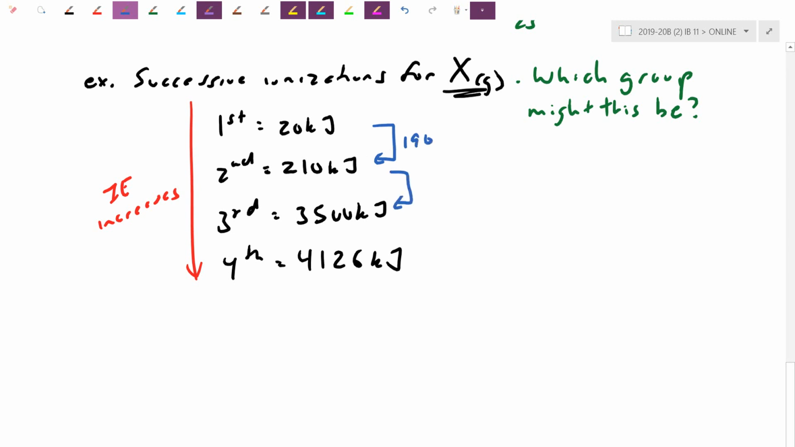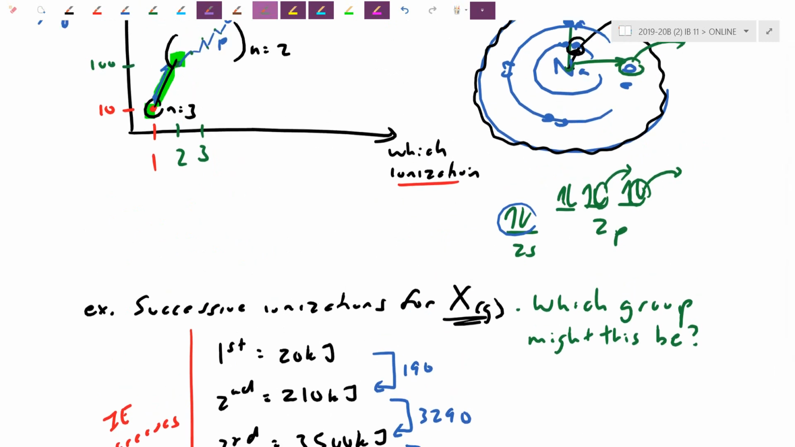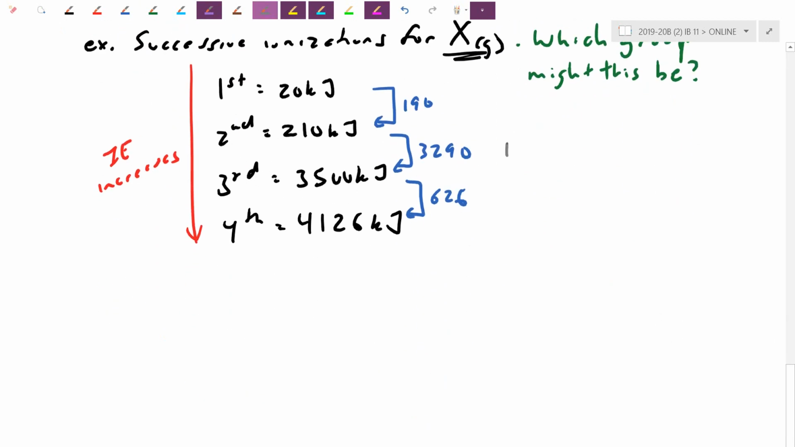This one here I know already is the biggest difference. 3,500 minus 210, 3290. You'll notice 4126 is bigger, but if you look at the difference, 4126 minus 3500, it's not that much more than the one previous. So you're going to look for when the biggest jump occurred, because when it occurred, I probably lost the shell during this big jump. So this second electron was probably the very last electron in that shell.